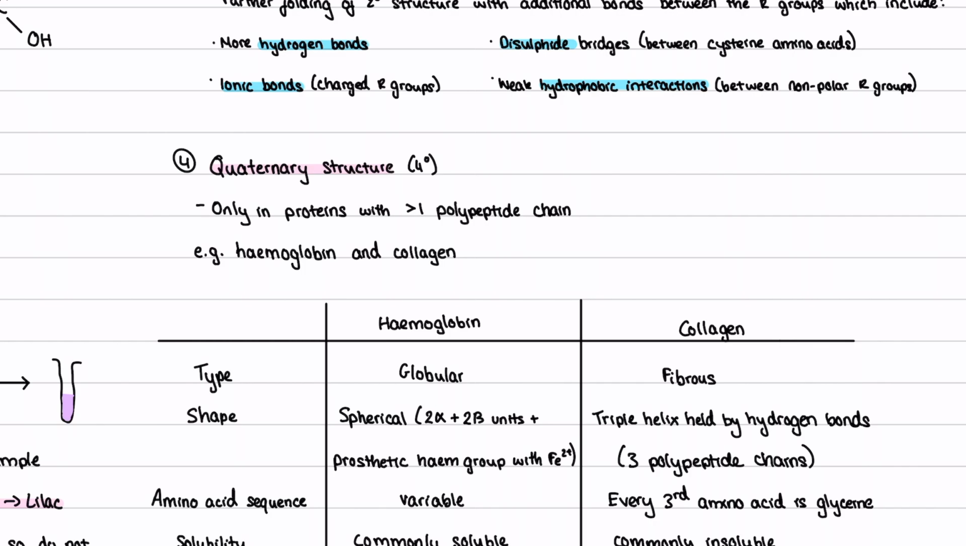Collagen is a type of fibrous protein. It is formed from 3 polypeptide chains which twist together to form a helix and held in place by hydrogen bonds. Every third amino acid in collagen is made from glycine, so the amino acid sequence is quite repetitive. Collagen is insoluble. It is a structural protein used in connective tissue found in tendons and ligaments.